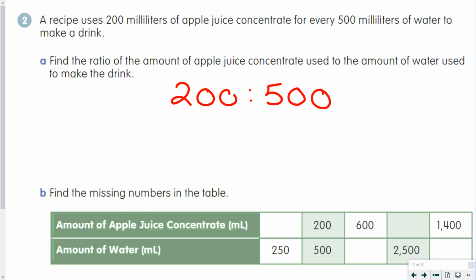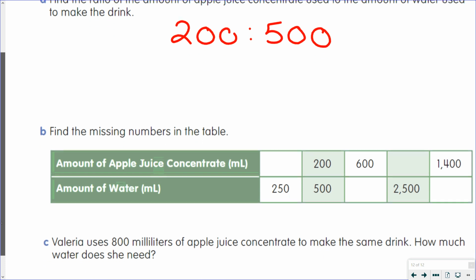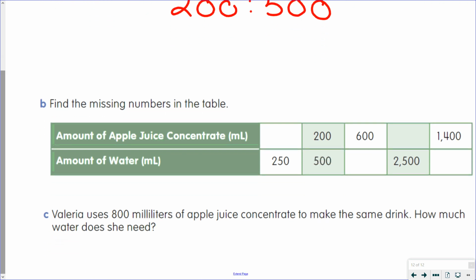So we want to find the missing numbers in the table. So we're basing everything off of that ratio of 200 to 500. On that first missing box, to get from 500 to 250, we have to divide by 2. So we divide 200 by 2 to get 100. To get from 200 to 600, we have to multiply by 3. So we're going to take 500 times 3 to get 1,500. To get from 500 to 2,500, we have to multiply by 5. So we take 200 times 5 to get 1,000.